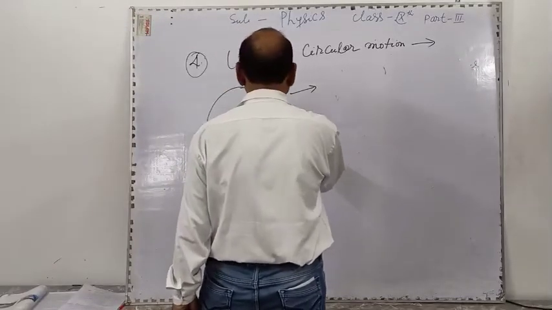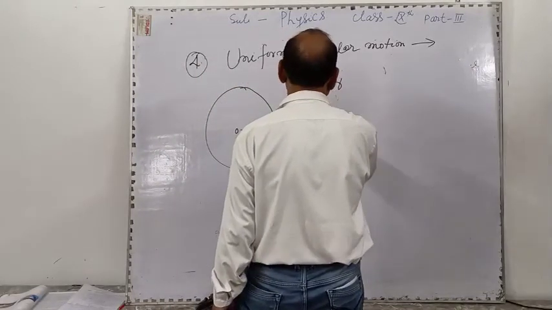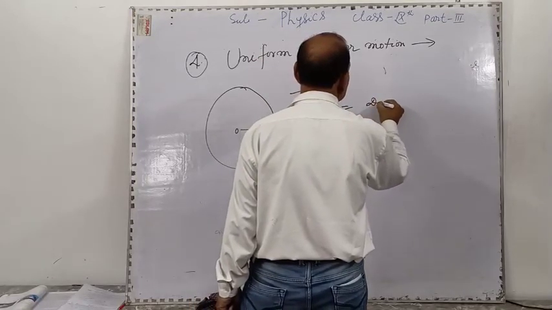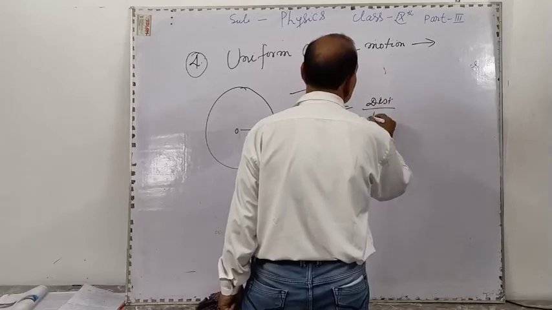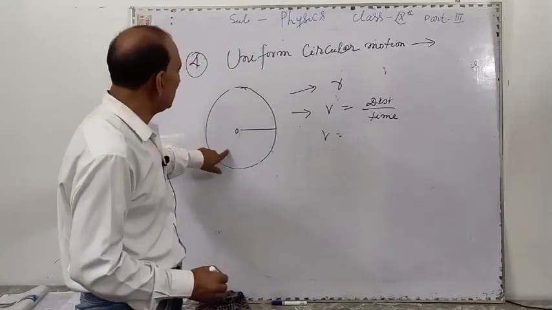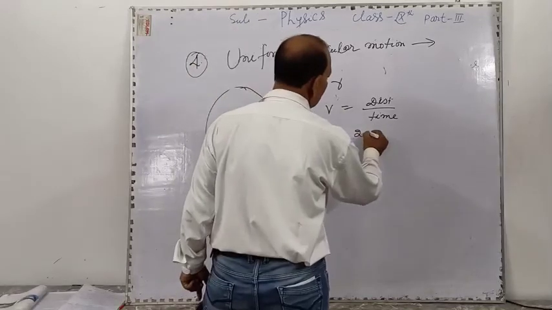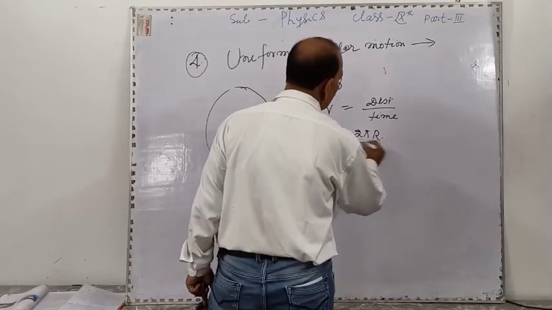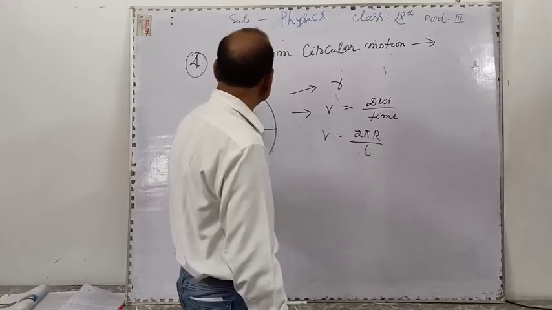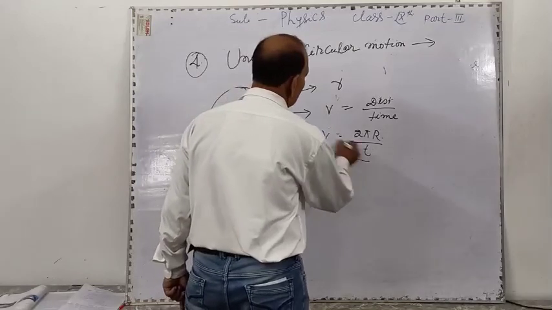And how can you find the velocity of a moving object when it revolves in a circular path? If the track is circular and its radius is r, then you know that velocity is equal to distance by time, that is, the total length of the circular track is 2 pi r by t, where 2 pi r is the circumference of the circular path. Therefore, v is equal to 2 pi r by t.